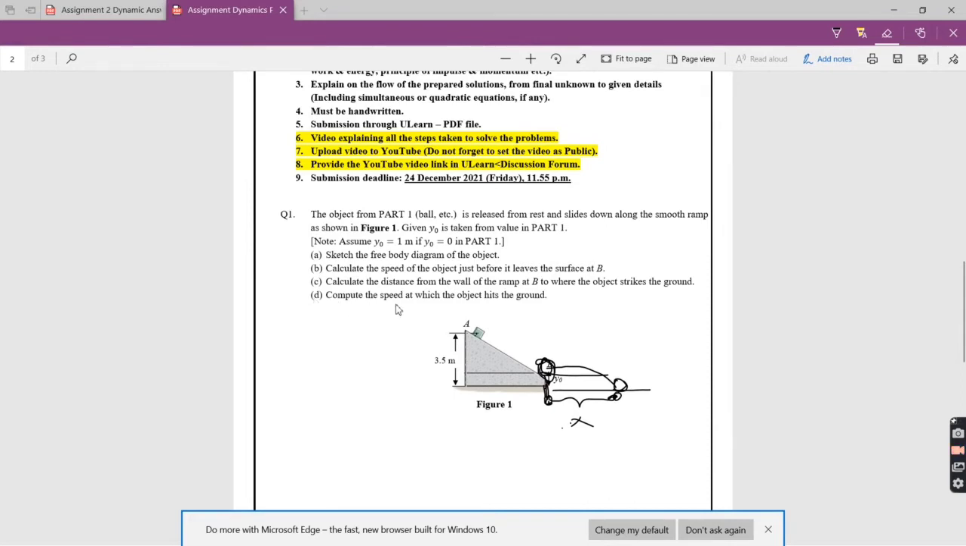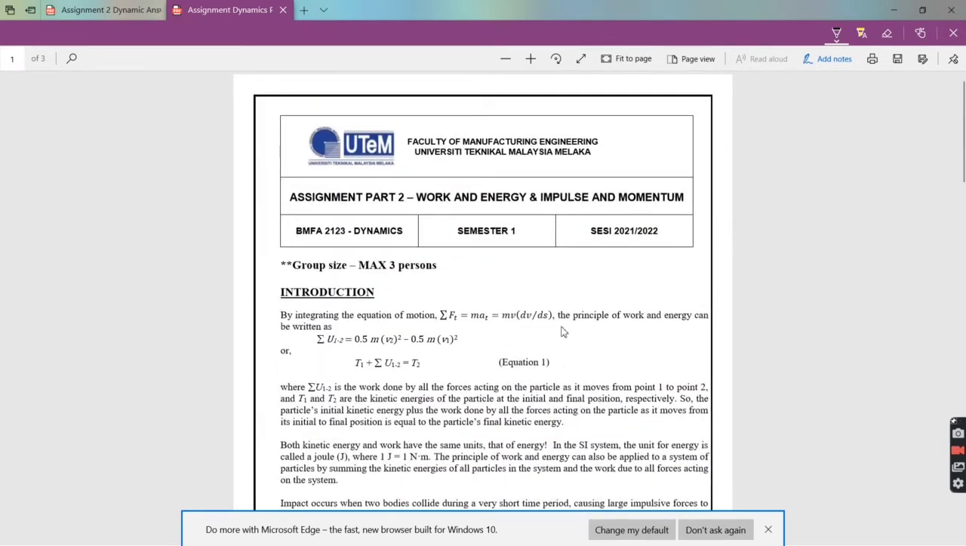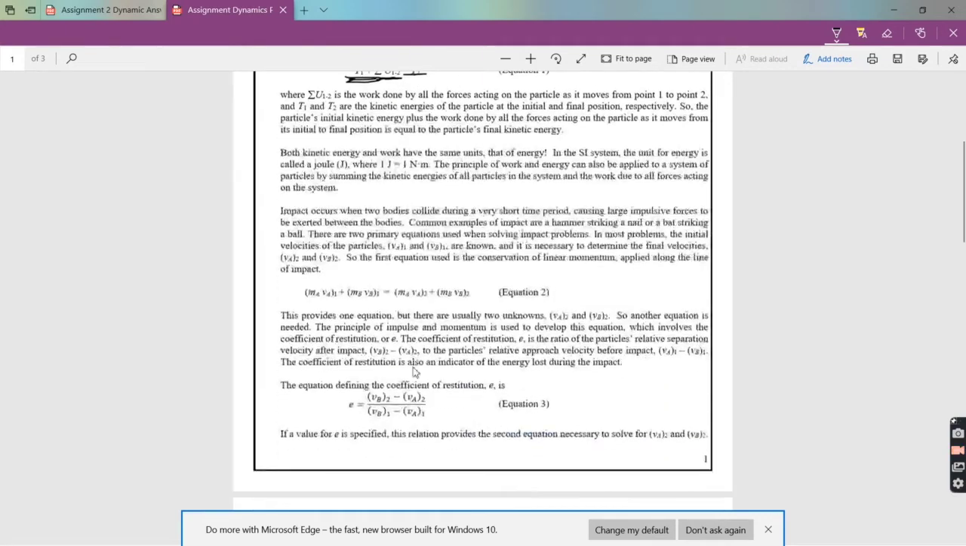The question is to compute the speed at which the object hits the ground. So we have to calculate the speed when the object hits the ground here. We can use the principle of work and energy equation, which is T1 plus total U12 equal to T2, where T1 here is initial kinetic energy, total U12 is potential energy, and T2 is final kinetic energy.